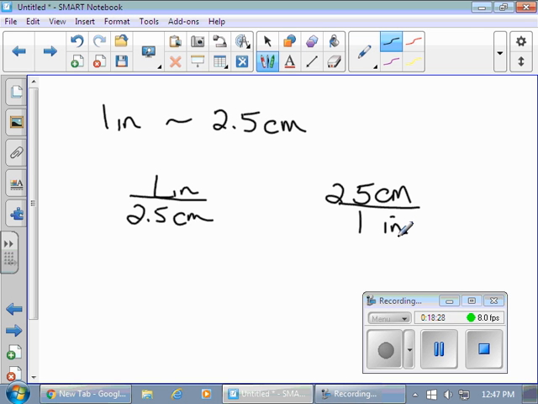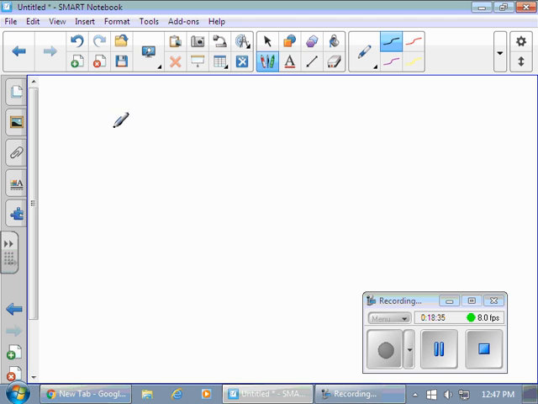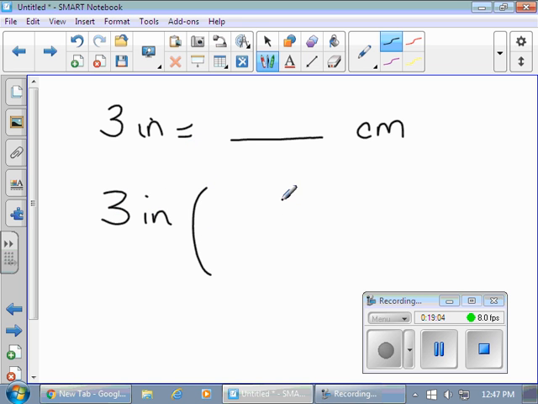Now, sometimes you have to decide which one you want to use. And here's how you decide. If I said 3 inches equals blank centimeters. Okay, write that on your paper because this is going to be an example that you're going to have to look at to do your classwork and homework. So you're going to start with what you have. So 3 inches, and now I'm going to multiply it by a representation of 1. So now I've got to choose. I'm going to either choose 1 inch over 2.5 centimeters or 2.5 centimeters over 1 inch.